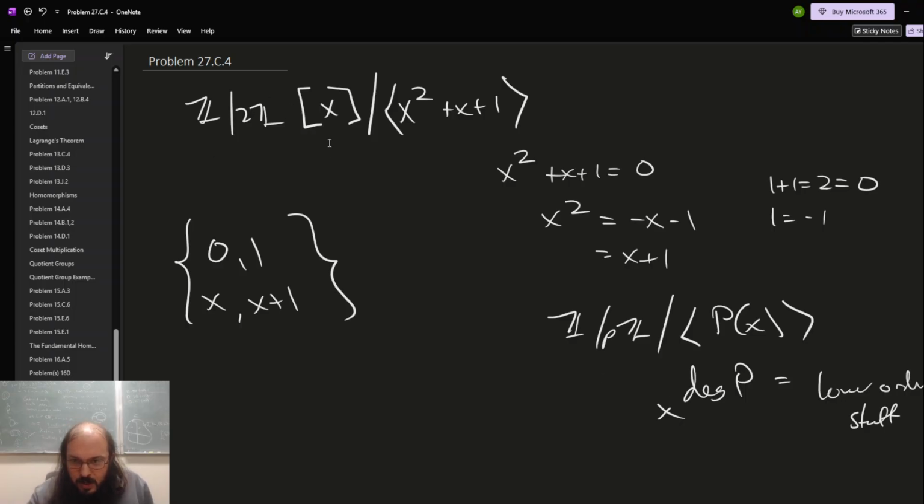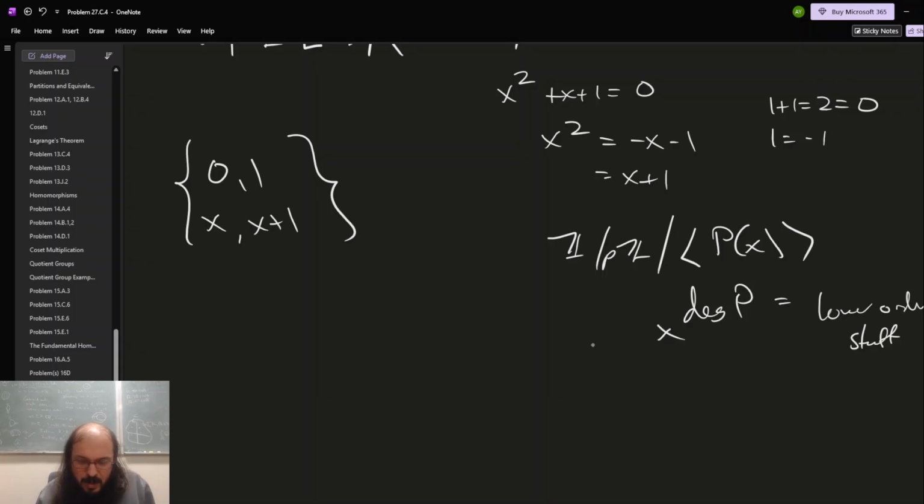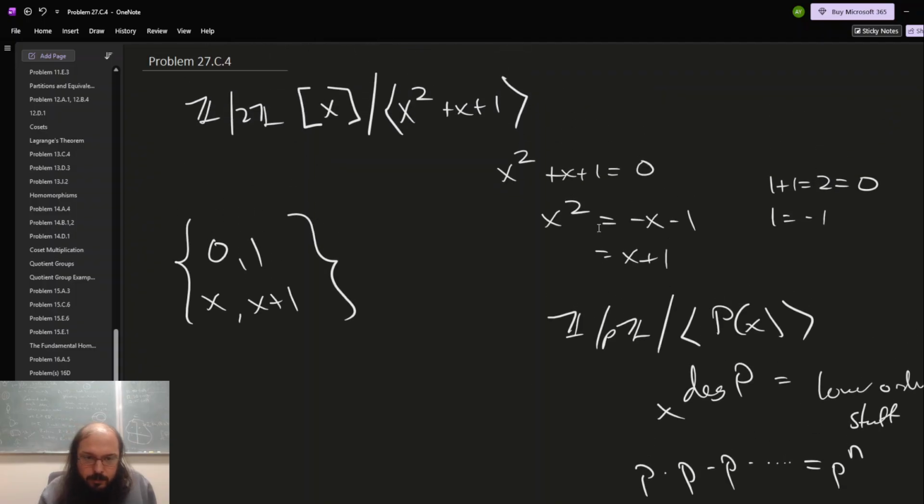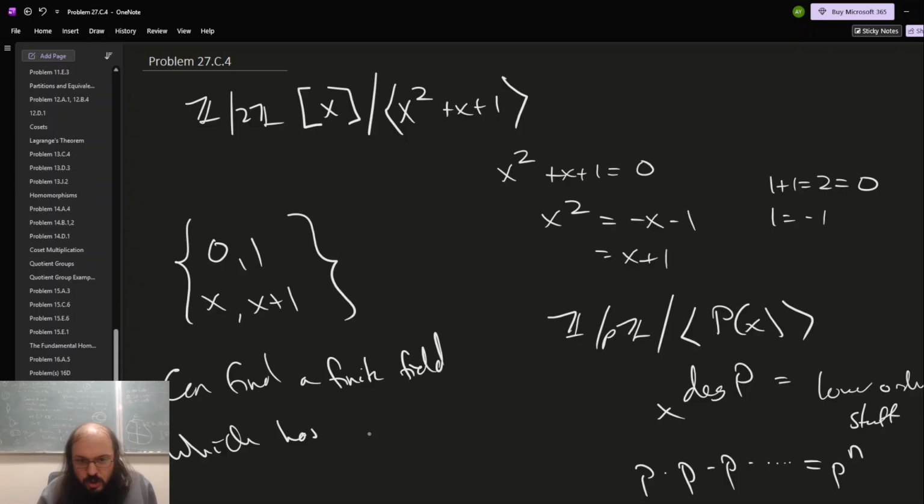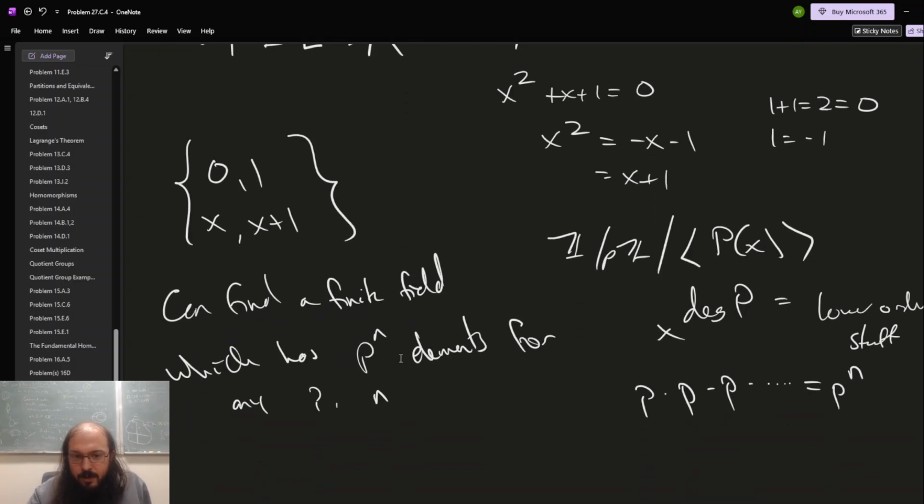I'm realizing that I'm using the letter P in 2 different ways, and that's a little bit confusing to listen to, so I'm sorry. The point is, the fundamental counting principle says I'll have p choices for constants times p choices for linear times p choices for quadratic, and so on. You will get some number of p's. And so in this way, I can cook up a finite field which has p to the n elements for any p, any n, as long as I can find an irreducible of degree n. And it turns out you actually can for every n.